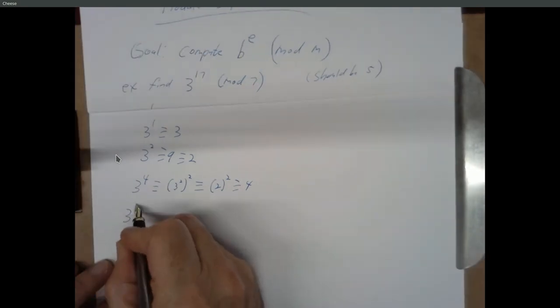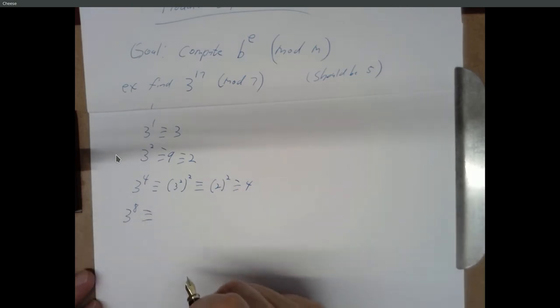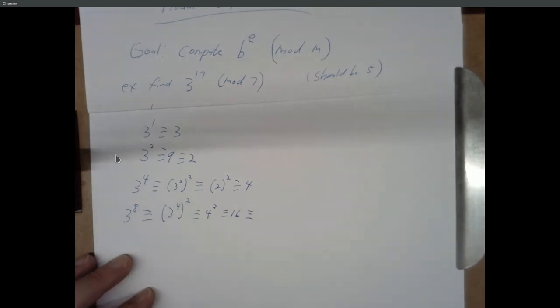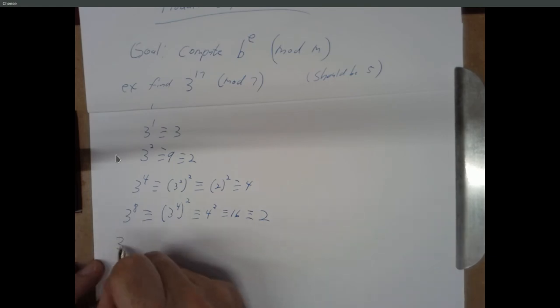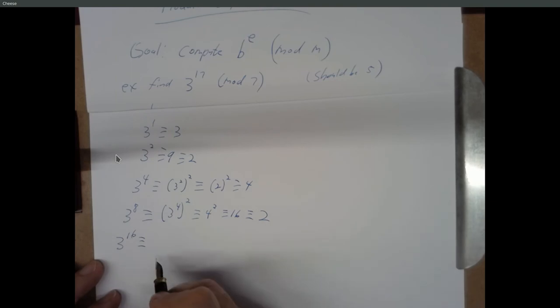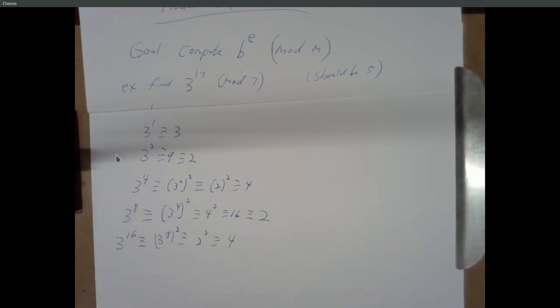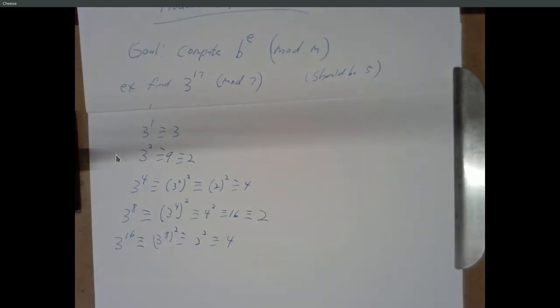Okay, what about 3 to the 8th? That's just 3 to the 4th quantity squared. Exponents multiply when you put them outside parentheses like this. And 3 to the 4th is congruent to 4, so this is congruent to 4 squared, which is 16, and now I'll actually do some work. What is 16 mod 7? That's just 2. And 3 to the 16th is going to be 3 to the 8th squared, which is 2 squared, which is 4. And if I wanted to keep going, I've got a pattern now: 2, 4, 2, 4. I don't even have to think about it at this point. If I wanted to find 3 to the 32nd, 3 to the 64th, it's just going to alternate 2s and 4s.